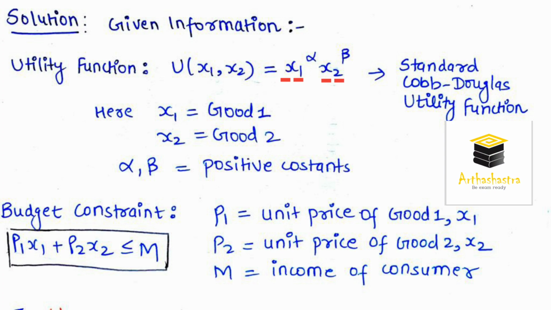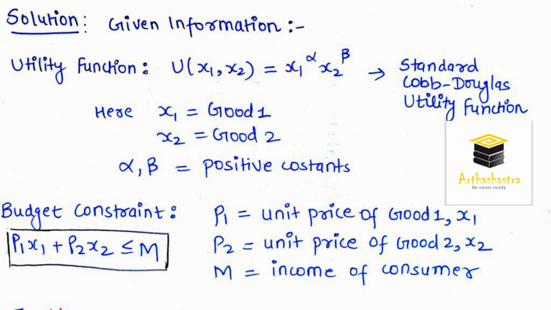Another piece of information given to us is related to the budget constraint. We are given P1 as the unit price of good 1, x1, P2 as the unit price of good 2, x2, and M as the income of the consumer. So we can write down the budget constraint as P1 x1 plus P2 x2 less than or equal to M, where M is the total amount that a consumer can spend on the consumption of both goods, given the prices of the two goods.